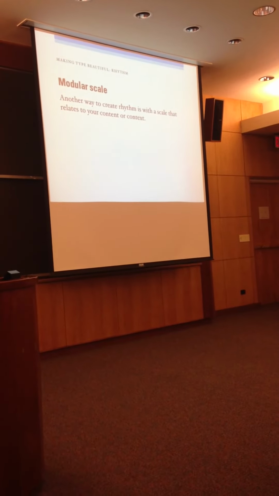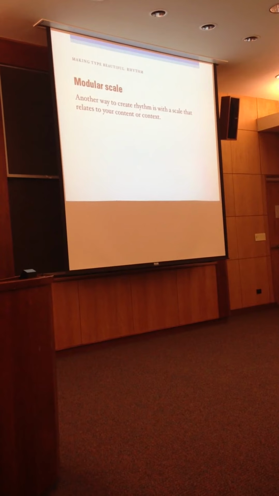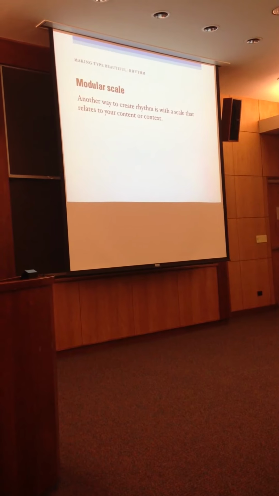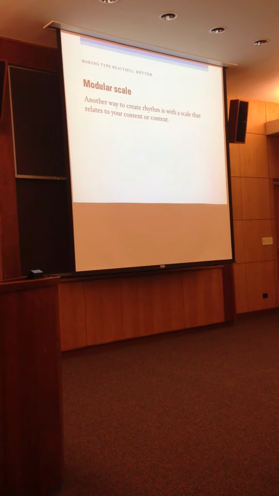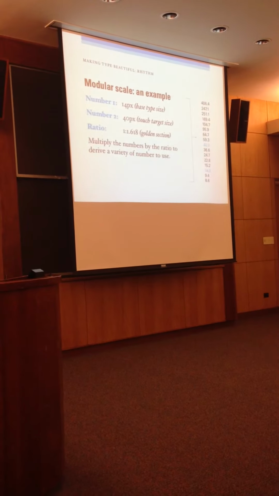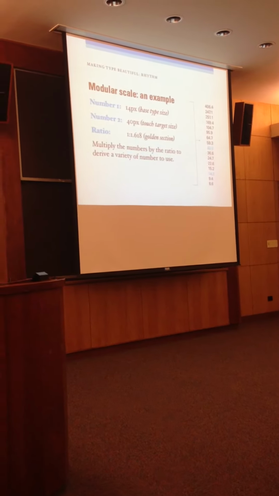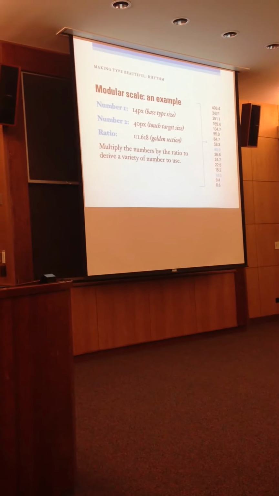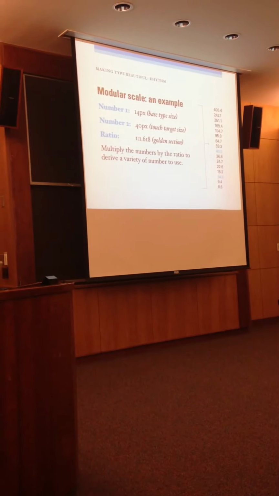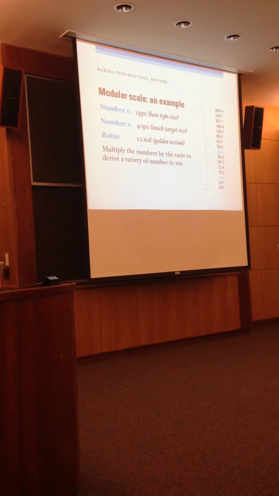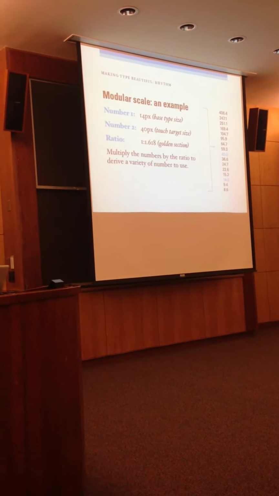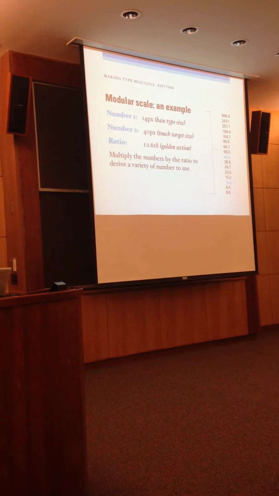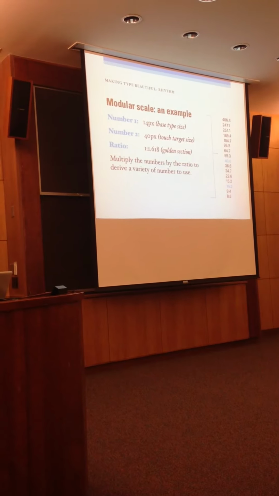Another example of a way to establish rhythm is through a modular scale. And these are a little bit more abstract, but they actually relate a little bit closer to your content. The way that you establish a modular scale is by starting with 2 numbers. I usually pick the base type size as the first number. And then the second number would be a number that relates well to your content. So in this case, I've chosen 40 pixels as a base touch target size.